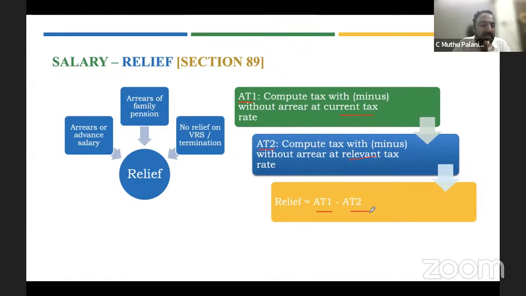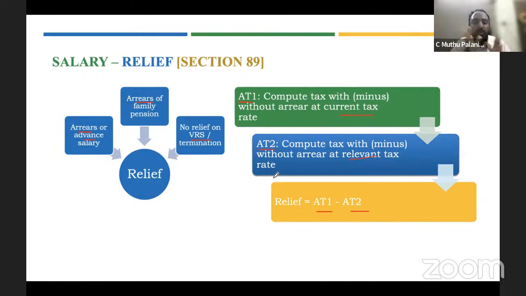As I told you, this is only applicable for arrears of salary or advance salary, arrears of family pension, and VRS. Only in these 3 situations it is available. Relief under section 89 should be computed in this manner: first calculate 81 and 82, and 81 minus 82 will become your relief. So this is what concerns your tax.